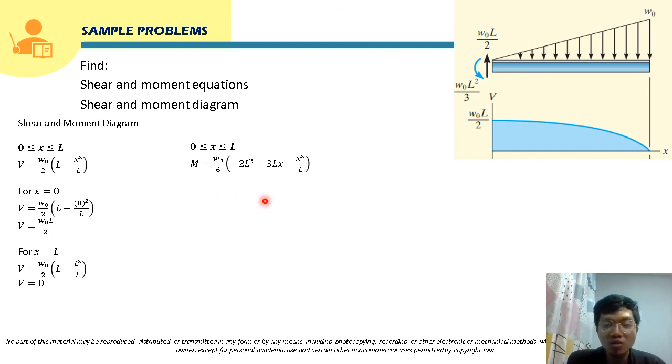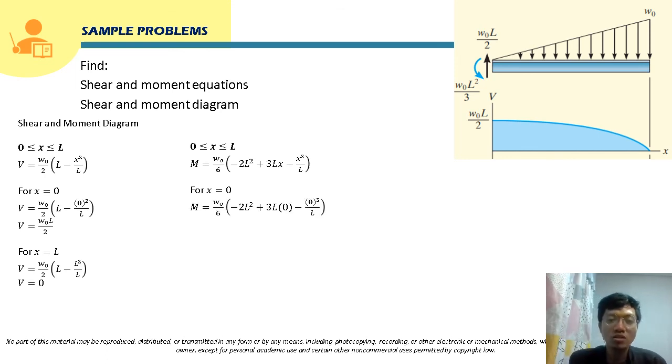Okay, so class, we are going to determine the moments at x is equal to 0 and also for x is equal to L. Since the shear here, class, will just be one segment only. So we are going to solve for the moment at x equal to 0 and the moment at x equal to L. For x is equal to 0, class, we will substitute 0 for all the variables x here. So for this x, we will substitute 0.